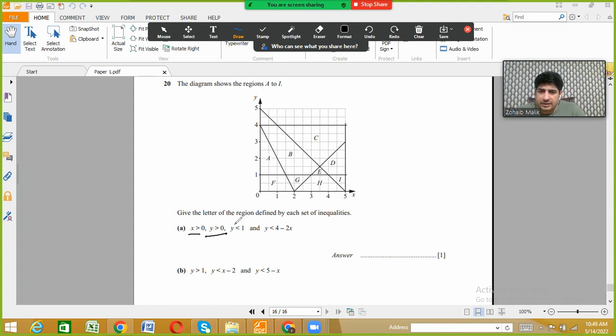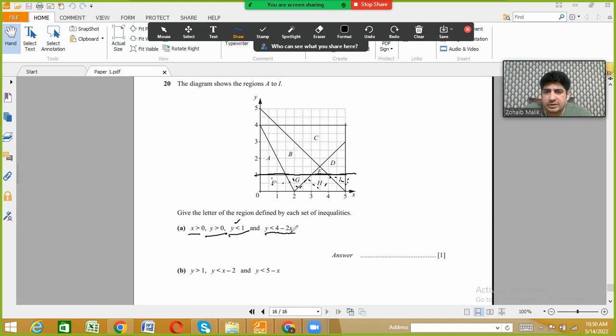The next is y greater than 0. So the y equals 0 line is this one. It's giving the greater sign, which means we have to remain above this. So nothing will be eliminated from this. Now the y is less than 1 line. This is basically this line, and we have to remain downward because of the less sign. So the required area is still here, but the last inequality is left, and it will definitely produce the answer. This is y is less than 4 minus 2x.